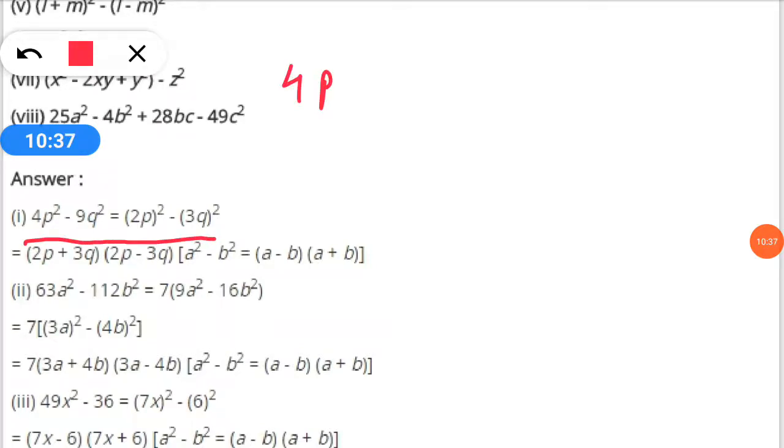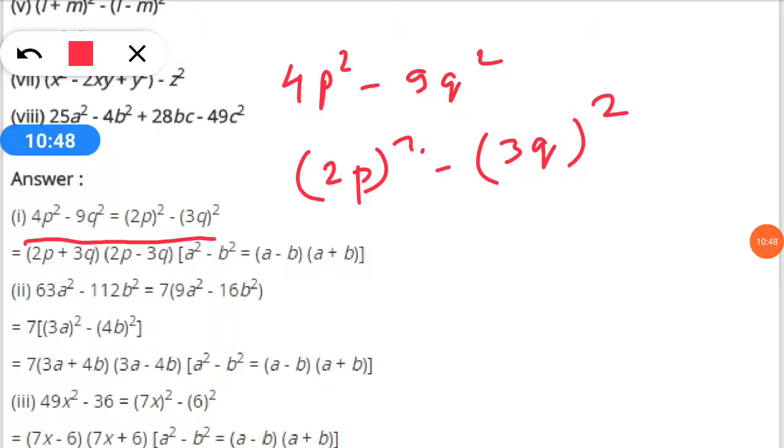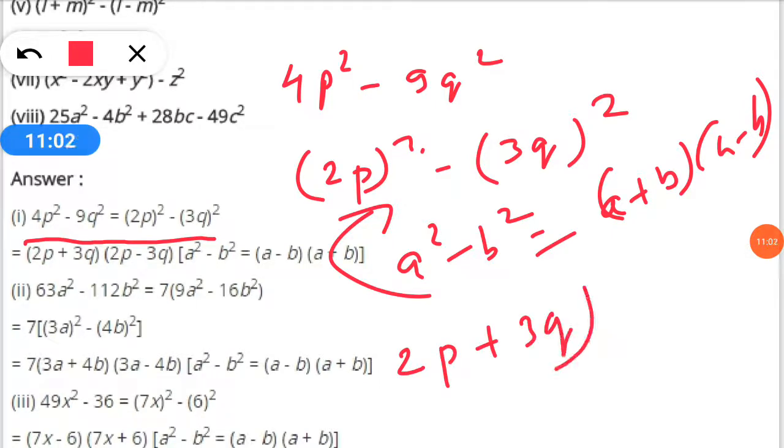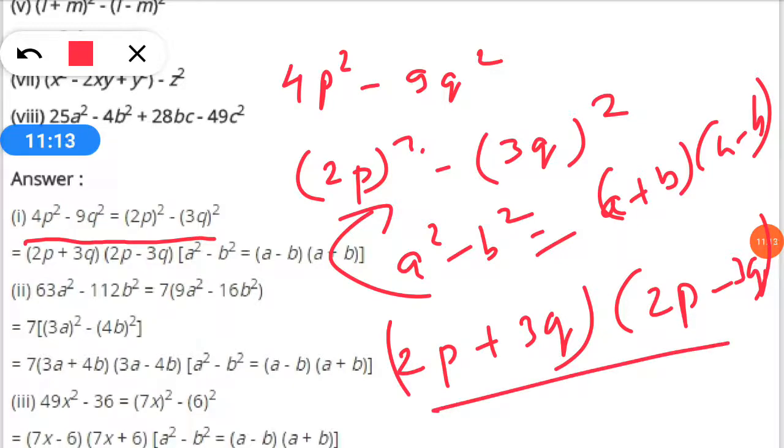So 4p square minus 9q square, we can split that as 2p the whole square minus 3q the whole square. We can split like this, as we know that a square minus b square, when we use the identity, becomes a plus b into a minus b. So using this identity, we can split as 2p plus 3q into 2p minus 3q. Can we use this identity? Of course we can use this identity, and the required answer will be 2p plus 3q into 2p minus 3q, which is here. Have you understood?